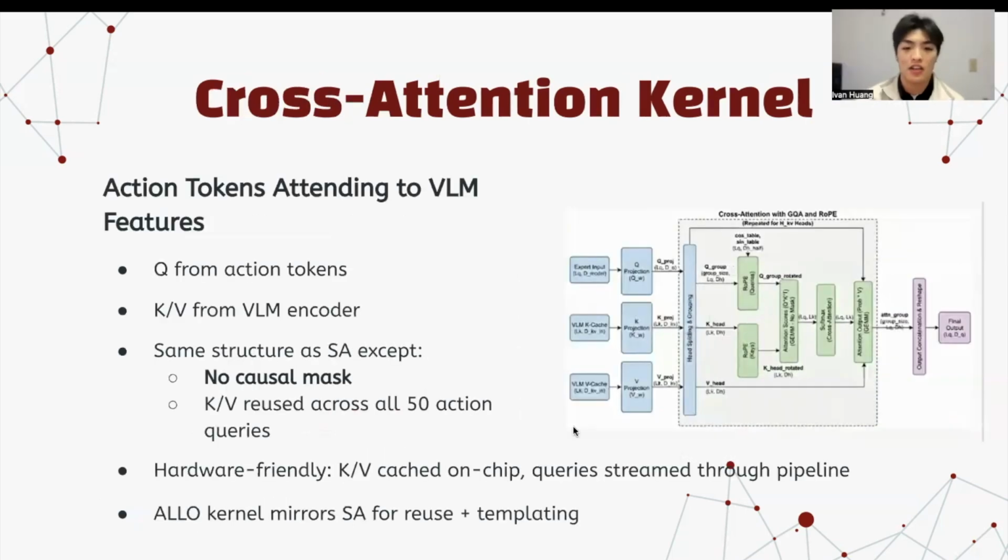While self-attention lets action tokens reference their own history, cross-attention lets those tokens attend to the VLM encoder features, which provide the visual and language content needed for action generation. As shown in the diagram, Q still comes from the action sequence, but K and V come from the VLM encoder features. We still apply RoPE and group query attention, but now the KV represents multimodal content rather than past actions. From a hardware perspective, this is great because the VLM KV features are fixed for a whole chunk. We can load and stream them once, cache them, and then reuse them.